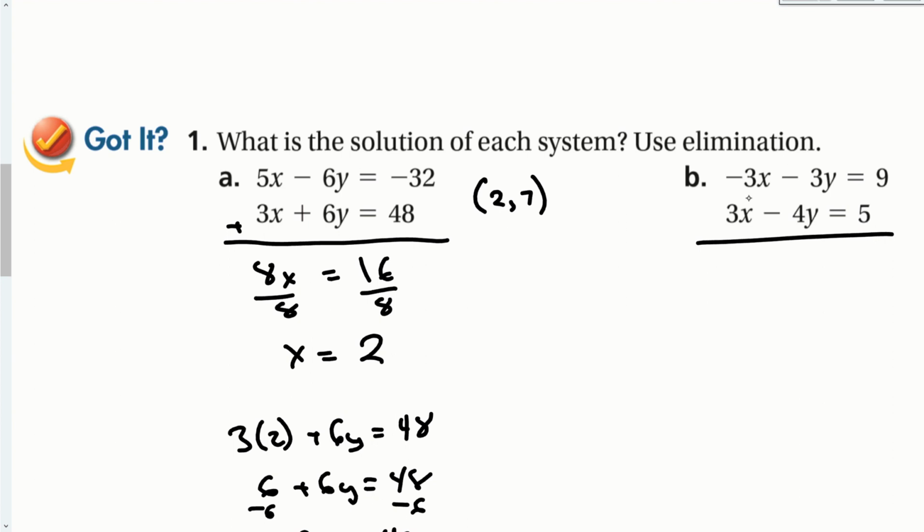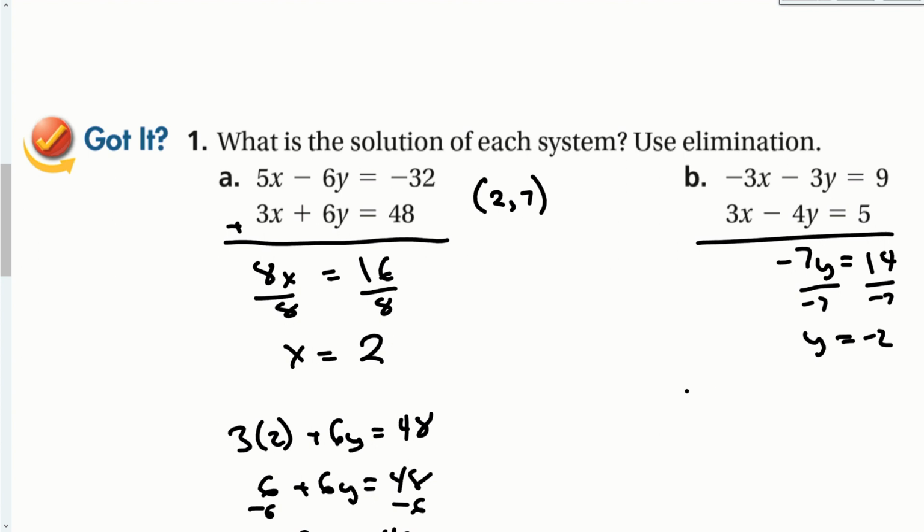For the left one, again, add these together. The x's go away. Negative 7y is equal to 14. Divide out the negative 7, and we get that y is negative 2. Plug it back into either one. Let's use the bottom one again.